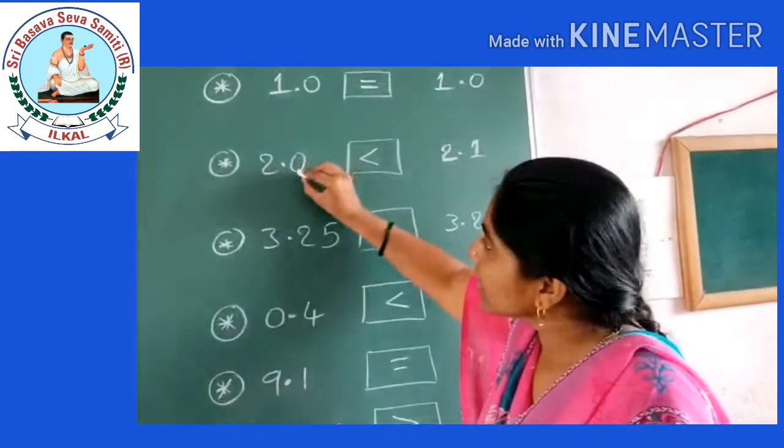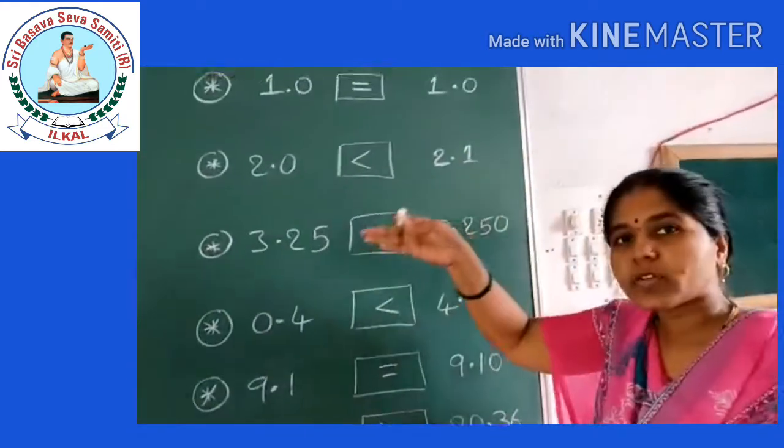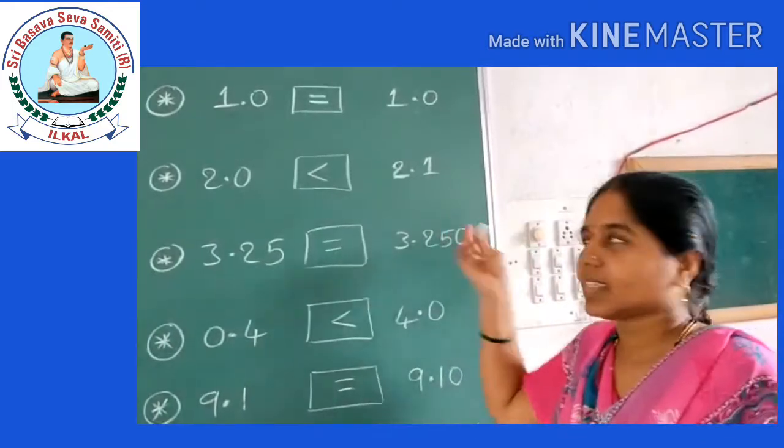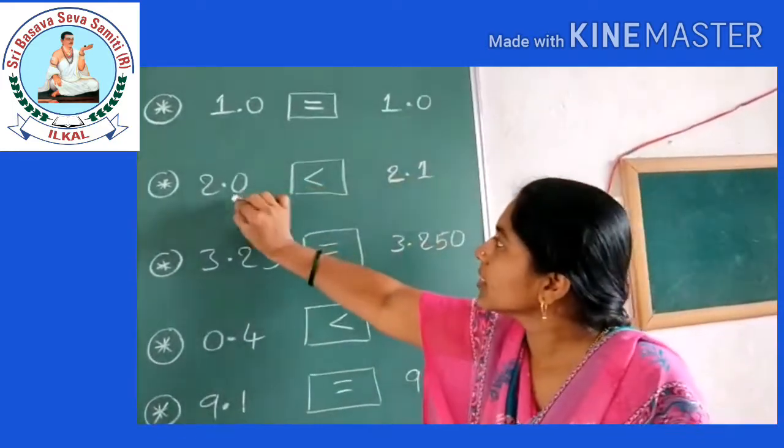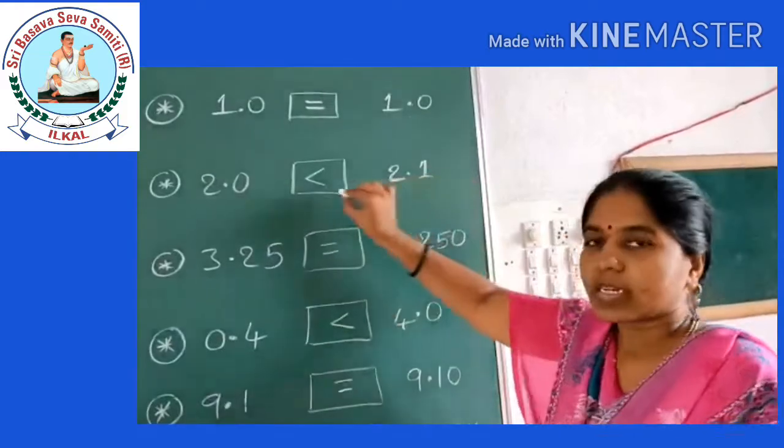Here it is 0, here it is 1. Which is greater, 0 or 1? Yes, 1 is greater. Then 2.0 is less than 2.1, I have written.